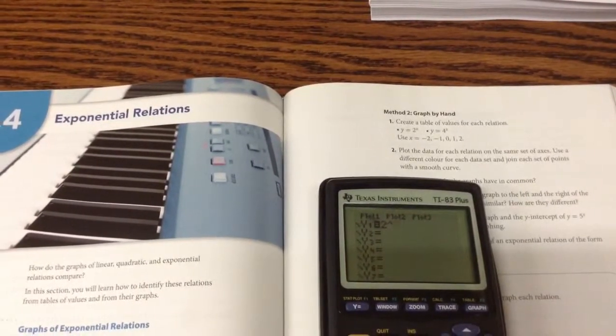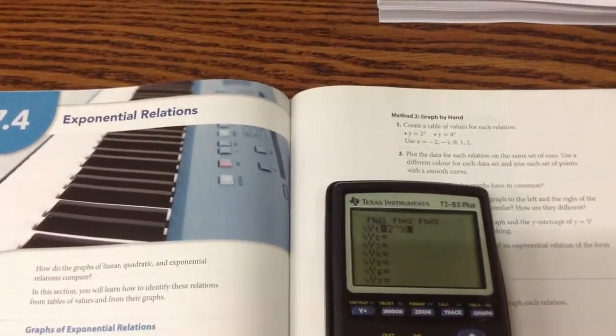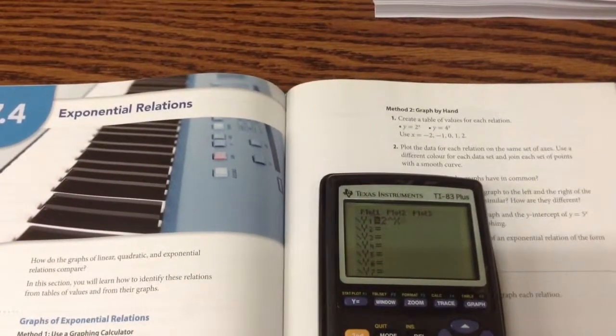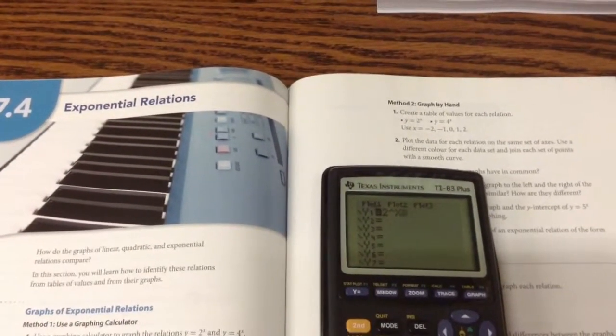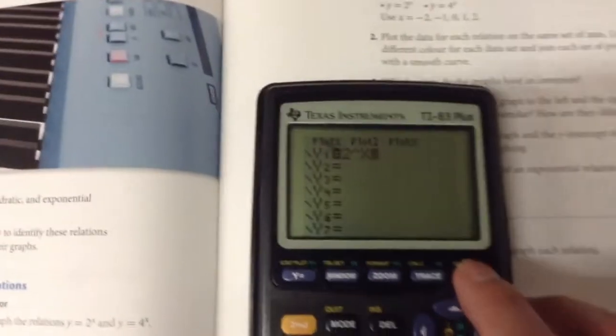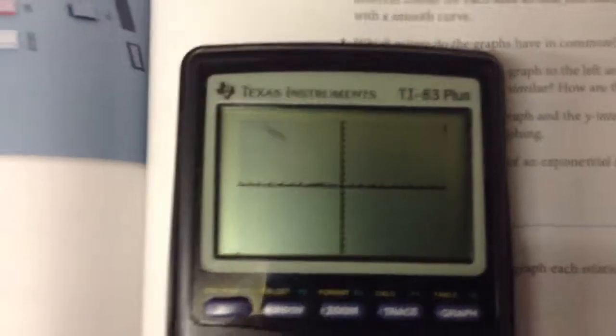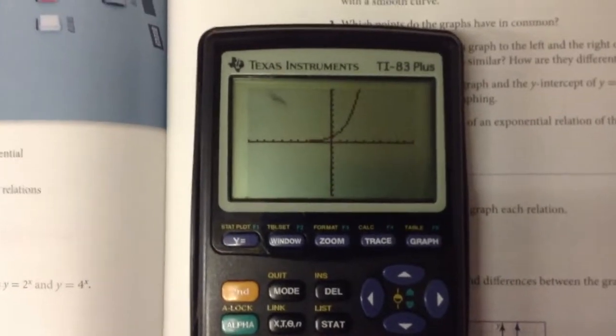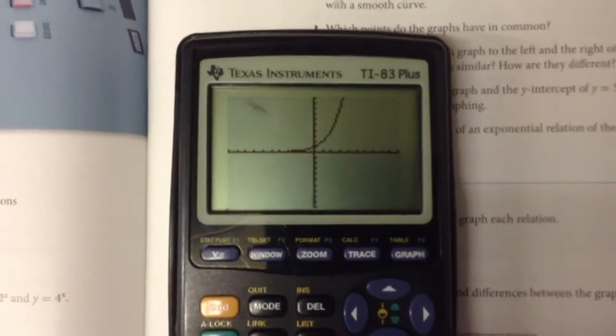I've been using these for a while, so let's try to find letter x. There it is. To the power x, and y equals 4 to the power of x. So let's just graph 2 to the power of x in the first place. And there's 2 to the power x like we had on your handout.